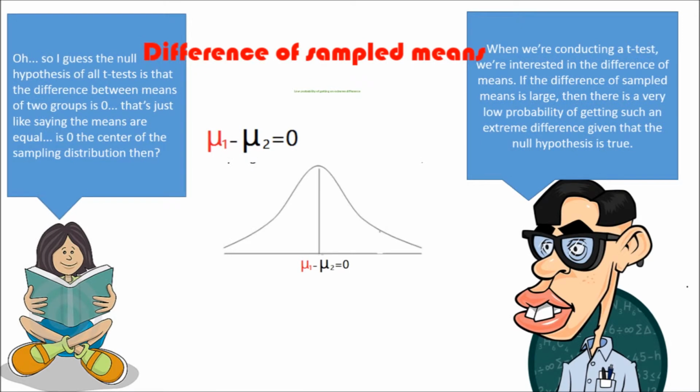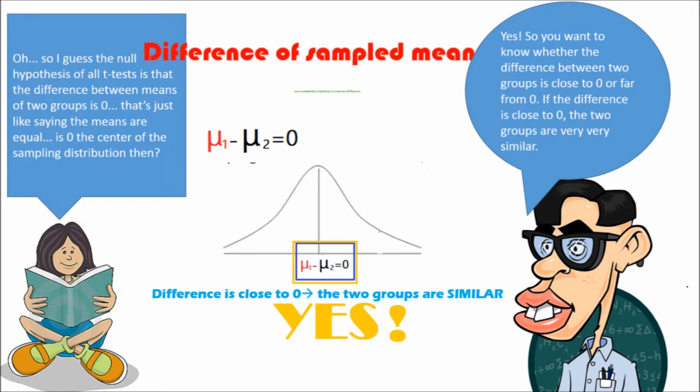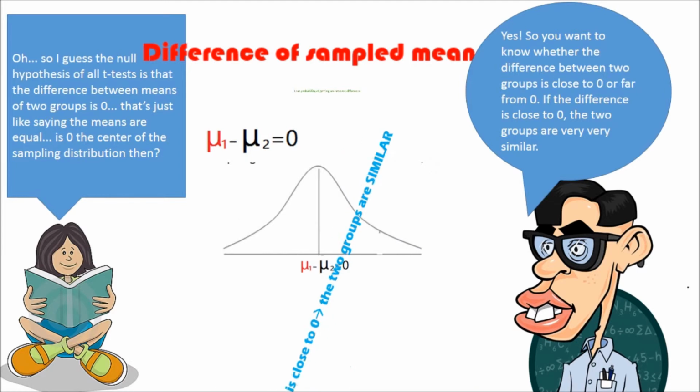Oh, so I guess the null hypothesis of all t-tests is that the difference between the means of the two groups is zero. Just like saying that the means are equal. Is zero the center of the sampling distribution then? Yes, so you want to know whether the difference between two groups is close to zero or far from zero. If the difference is close to zero, then the two groups are very, very similar.